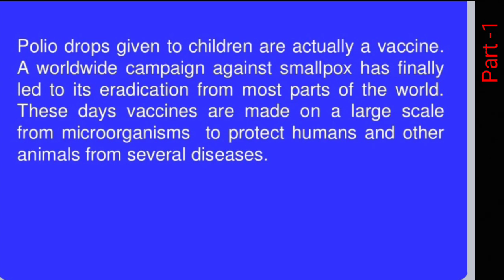A worldwide campaign against smallpox has finally led to its eradication from most parts of the world, because all the people are much aware about that disease now, and this smallpox has been eradicated. These days, vaccines are made on a large scale from microorganisms to protect humans and other animals from several diseases. So this was all about microorganisms and how they help in the vaccination process.